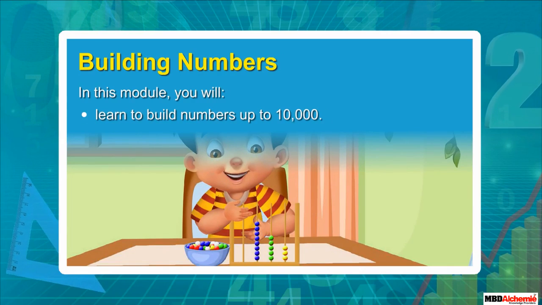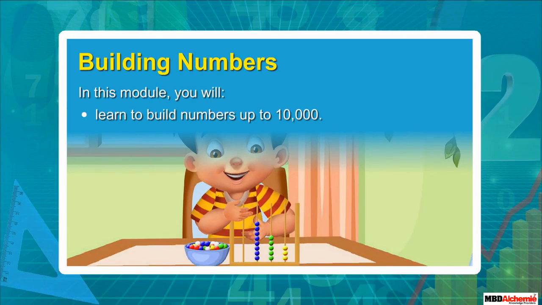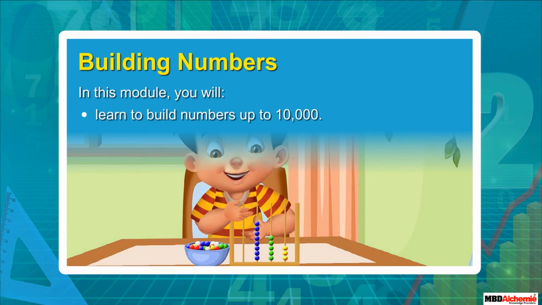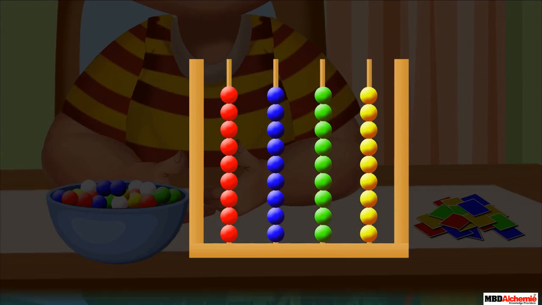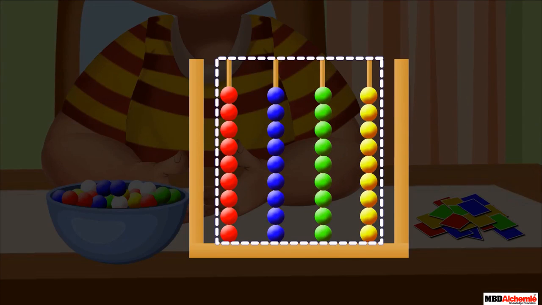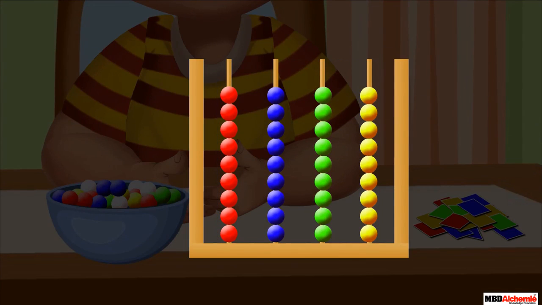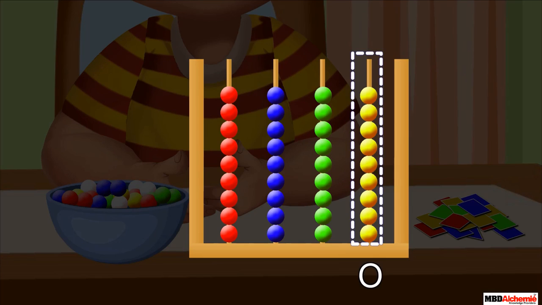Building numbers. In this module, you will learn to build numbers up to 10,000. This is an abacus. It has 4 spikes.